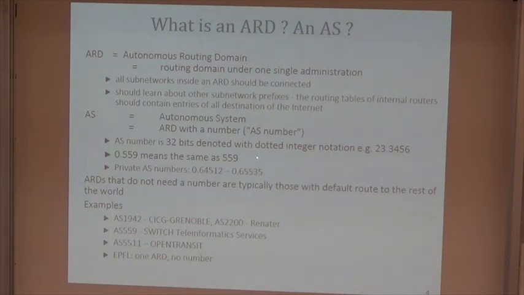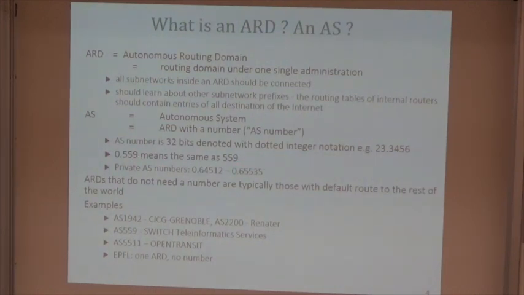For example, the number of Switch that serves EPFL is 559. Originally it was 16 bits, and it was written as a decimal number. Then 16 bits quickly appeared to be too small, so it was expanded to 32 bits. Now the domain number is not in the header of IP packets, so changing this number was not such a problem as changing the IP address. Now it's extended to 32 bits and is written in dotted decimal notation with blocks of 16 bits. So 0.559 means 559. Right.